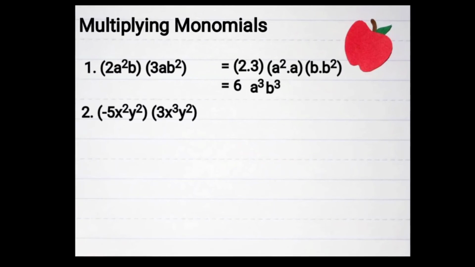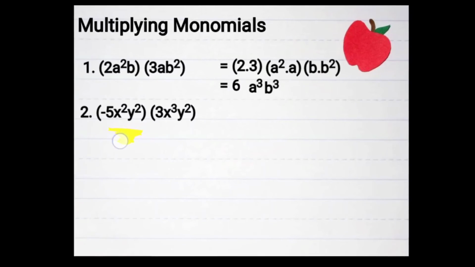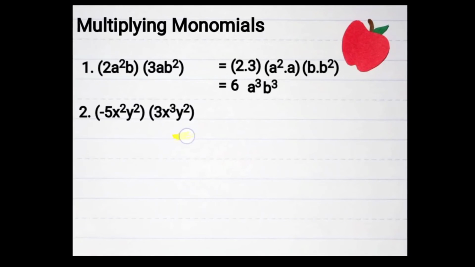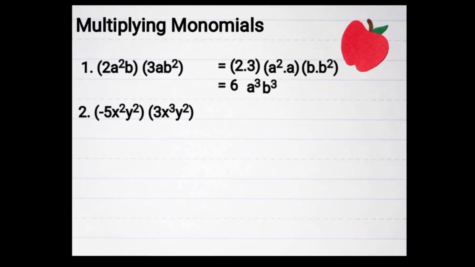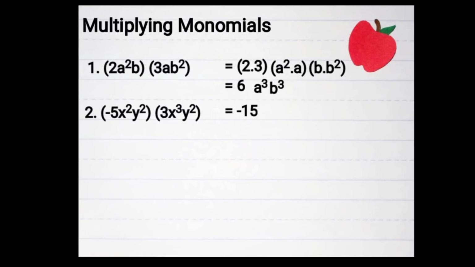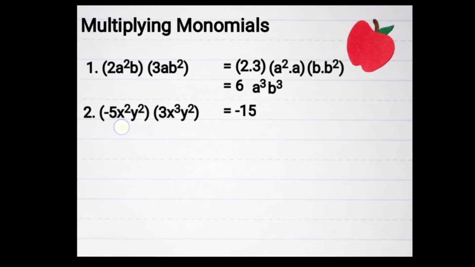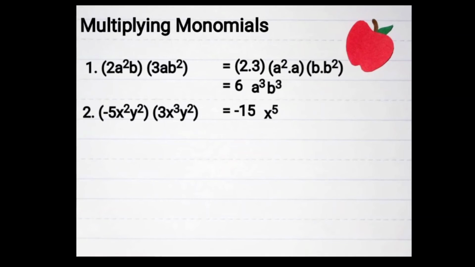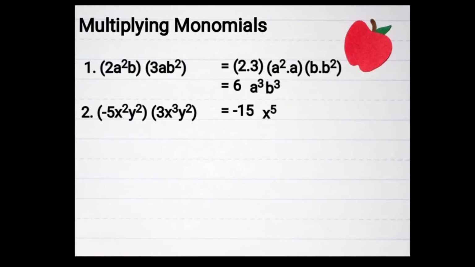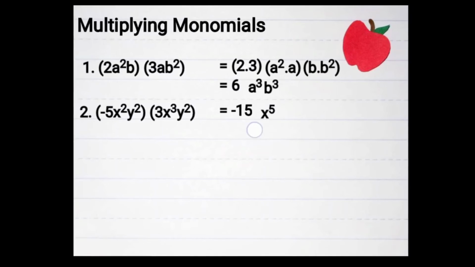Now let's have number 2, negative 5 times x squared times y squared times 3 times x cubed times y squared. Again, multiply the numerical coefficient. We have negative 5 and 3. So negative 5 times 3 is negative 15. Then we have x squared times x cubed. What you are going to do is copy the base x, then add the exponents. 2 plus 3 is 5.